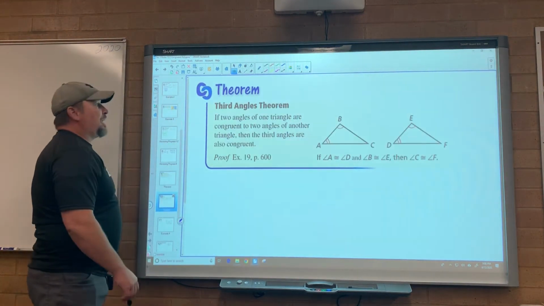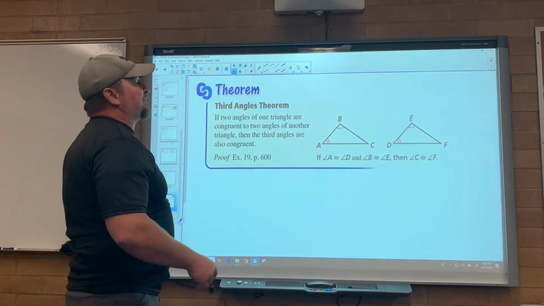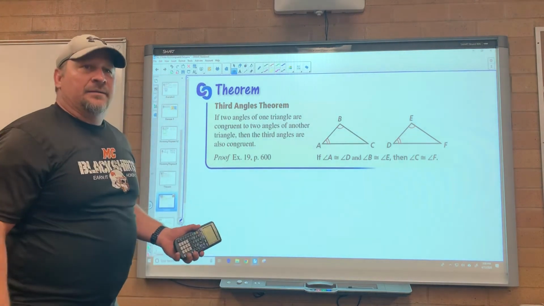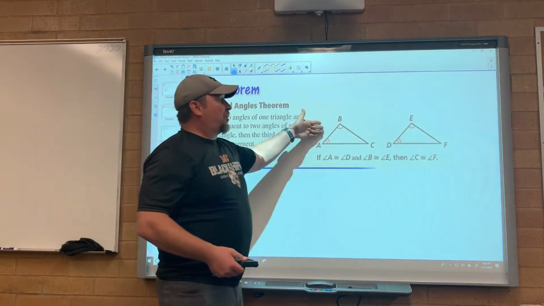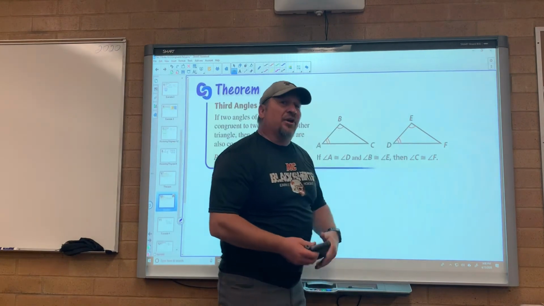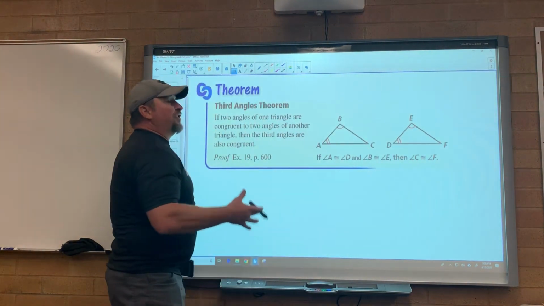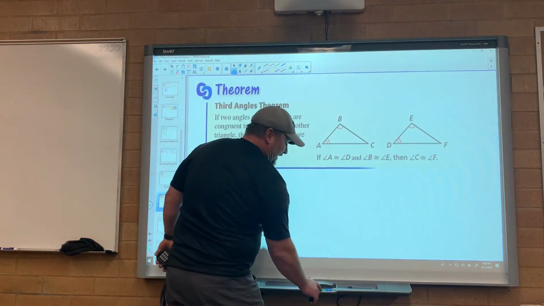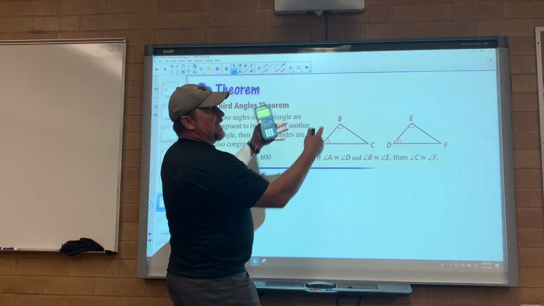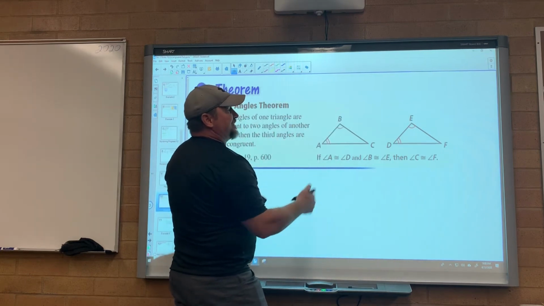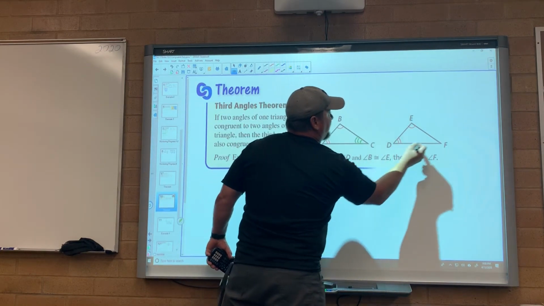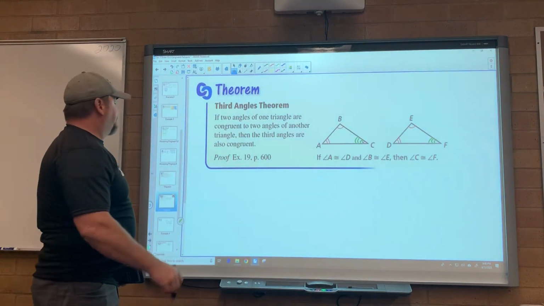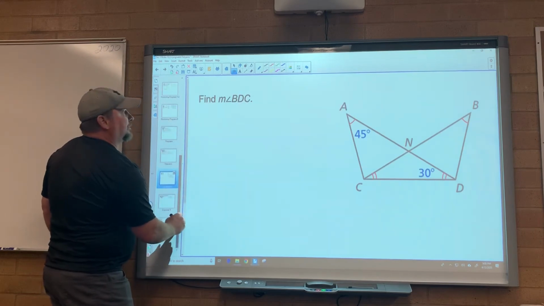Okay? This part is the third angle theorem. We know that all triangles add up to 180. So if I have two angles of one triangle and they match two angles of another triangle, then the third angle has to be the same, and that's true. Every time you have two triangles with two angles that match each other, the third angle would have to match too. That's a rule you can call the third angle theorem. All right, we're almost there.